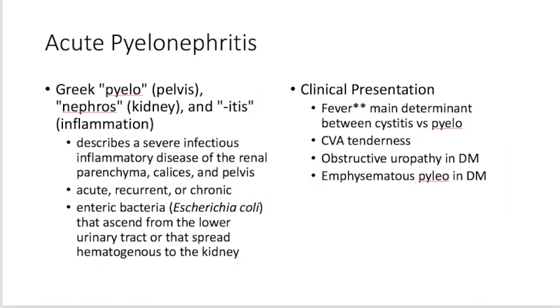Acute pyelonephritis, from the Greek pyelo meaning pelvis, nephros kidney, and itis inflammation. So this is a severe infectious inflammatory disease of the renal parenchyma, calyces, and pelvis. So really attacking the entire kidney. Can be acute, recurrent, or chronic, and it is really related to enteric bacteria that ascend from the lower urinary tract or spread hematogenously.